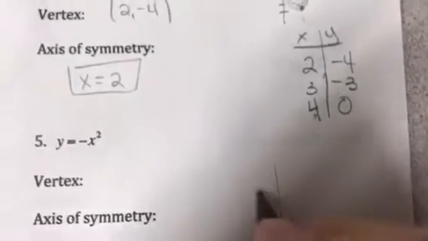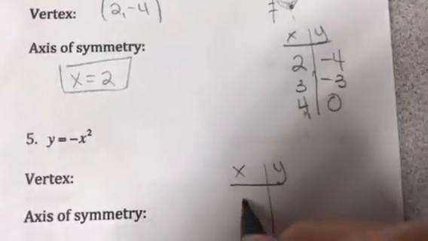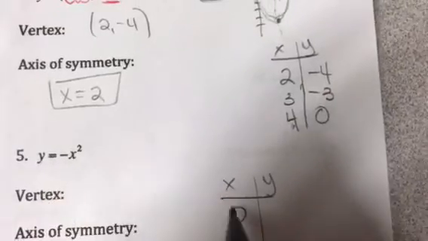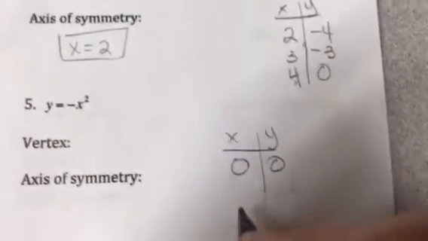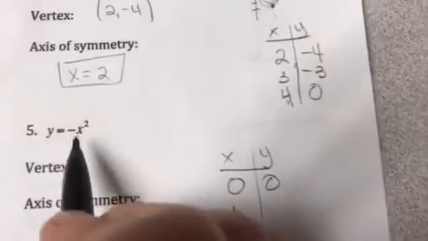Now, what is different about this one? This looks so much like the standard equation, but I have a negative outside. So you can probably have a good guess of what's going to happen here. If I've got my x and my y, if I plug in 0, well, there's no such thing as a -0, so it's still 0. If I plug in a 1, what happens here?